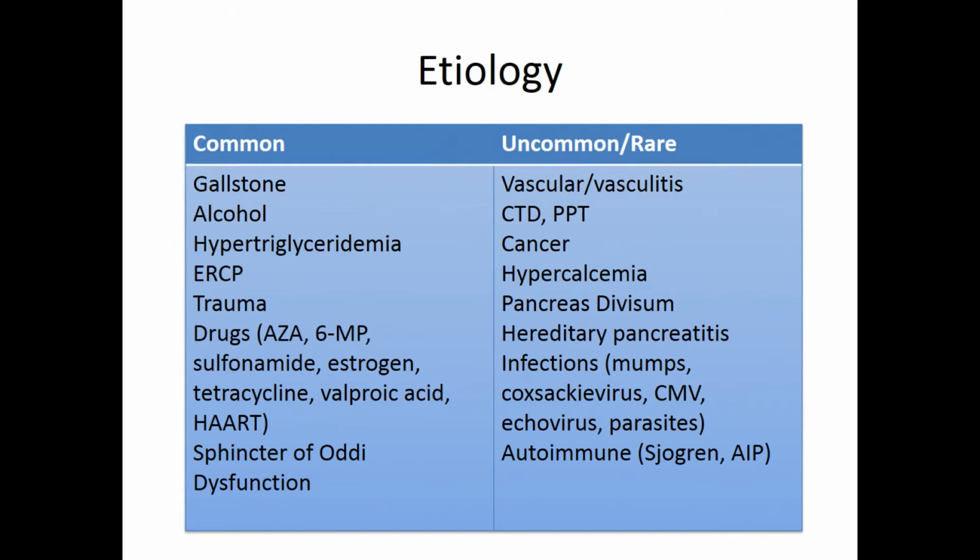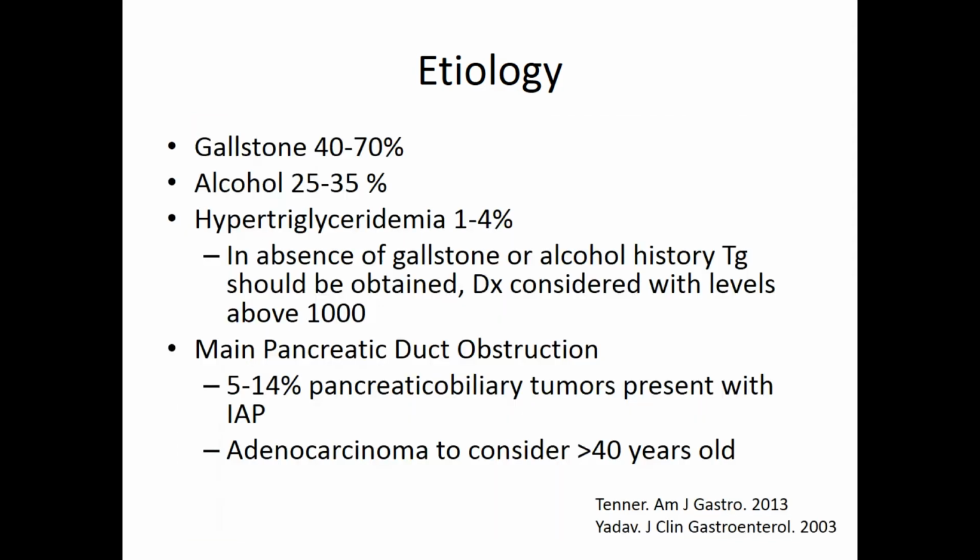Now that you've established your diagnosis, you have to think of what is the possible cause of the pancreatitis. So common causes include gallstone and alcohol, but this also lists other causes, including rare causes such as autoimmune pancreatitis. I'm going to go over this in a little more detail. So we see that gallstone represents about 40 to 70% of the etiology of acute pancreatitis, followed closely by alcohol. And hypertriglyceridemia is also up there, 1 to 4%.